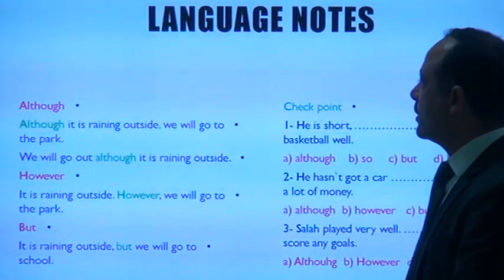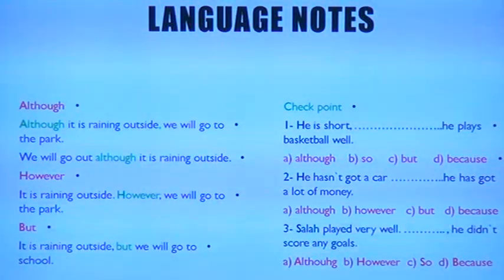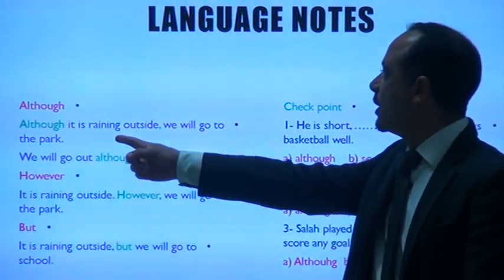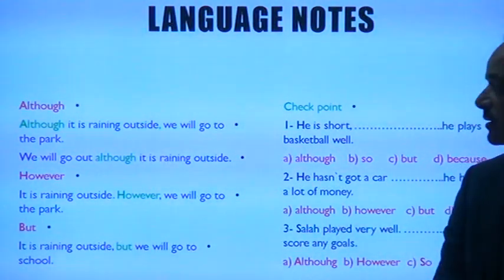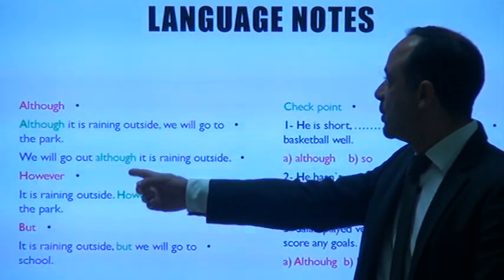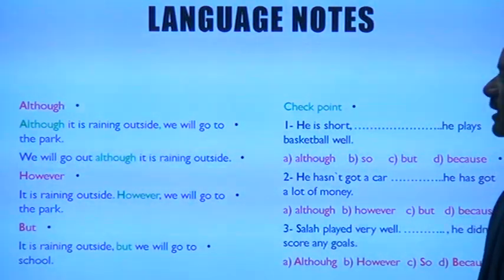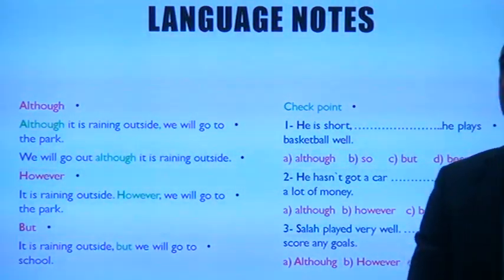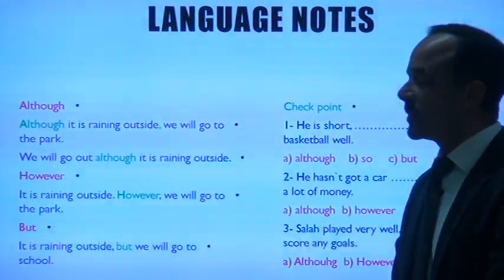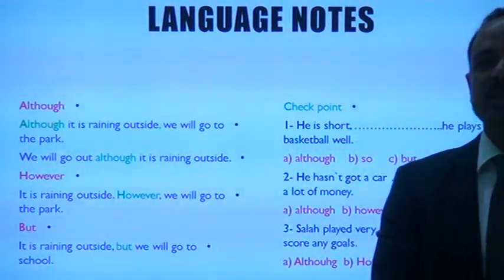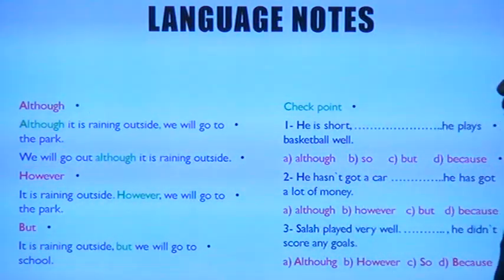We will go out, although it's raining outside. We will go out or we will go to the park, although it's raining outside. In the first example, you note that we used although at the beginning of the sentence. In the second sentence, we use although in the middle. So you should know that we can use although at the beginning of the sentence or in the middle of the sentence, but it shows contrast.